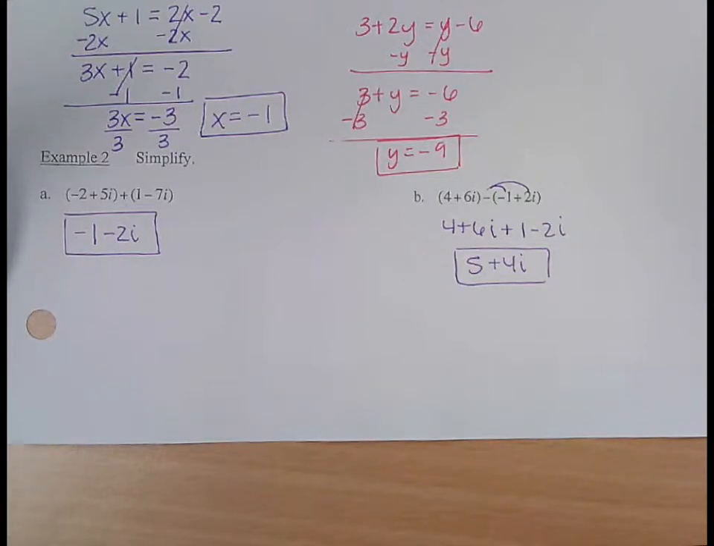Double check what you have. A should be -1 minus 2i or -1 plus -2i. You wrote it that way. B is 5 plus 4i. So a few things I want to say. So I need your attention, please.